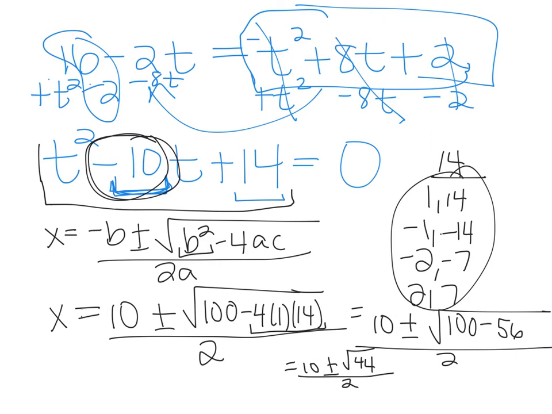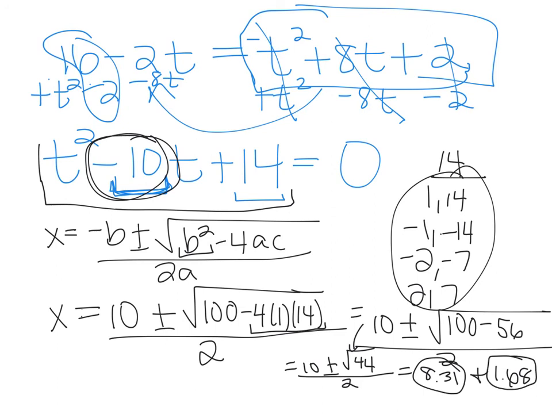Now, the number under the square root is not a perfect square, so I'm going to have to use my calculator to help me out on this. I know roughly that the square root is a little bit less than 7, just because the square root of 49 is 7. So when I plug in 10 plus the square root divided by 2, I get 8.31. And when I take 10 minus the square root divided by 2, I get 1.68 seconds.